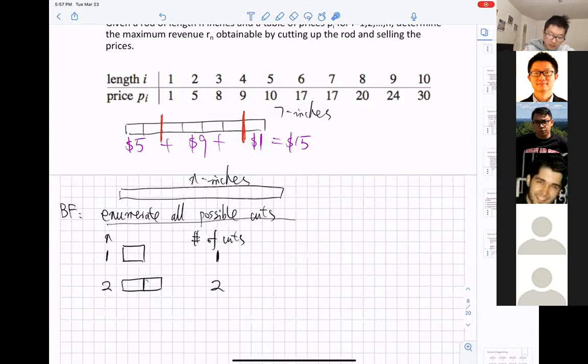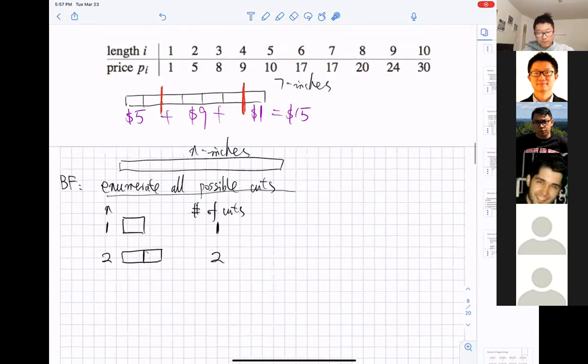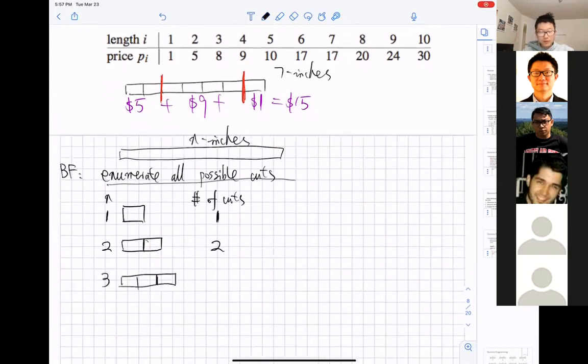And when n is 3, how many different ways are there for us to cut it? 3? Let's enumerate. We can just not cut it and leave it whole, or we can cut it into 1 and 2, or 2 and 1, or 1, 1, 1.